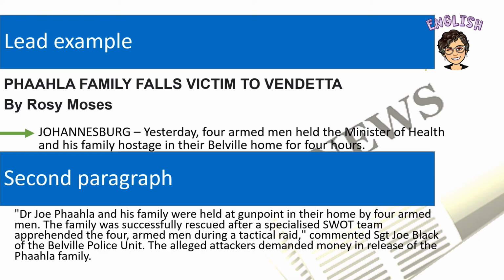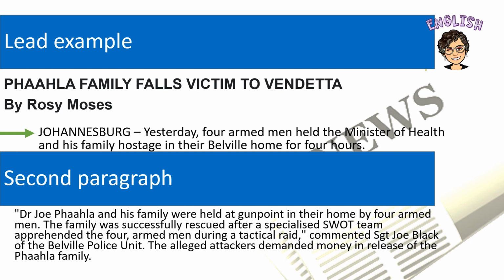Right, now here is an example of what a lead and a paragraph after that would look like. So follow full victim to vendetta. Your byline by Rosie Moses. Once again, in our lead paragraph, you see it's very short, but it's going to tell you exactly what happened in this particular incident. First, the place, Johannesburg, then yesterday. Now we have the who, and then I'll tell you the where. 4 armed men held the Minister of Health and his family hostage in their Belleville home for 4 hours. Now, you'll notice I've said 4 armed men. I didn't say any crude or rude words to describe these men.